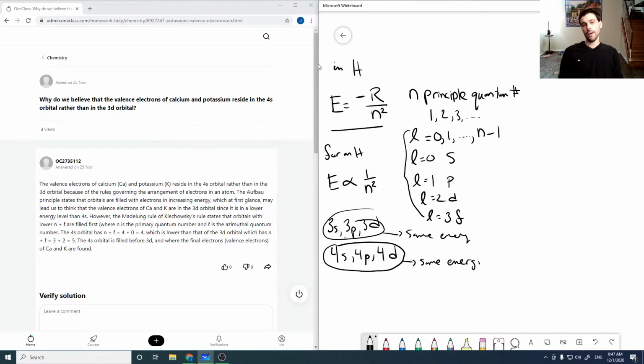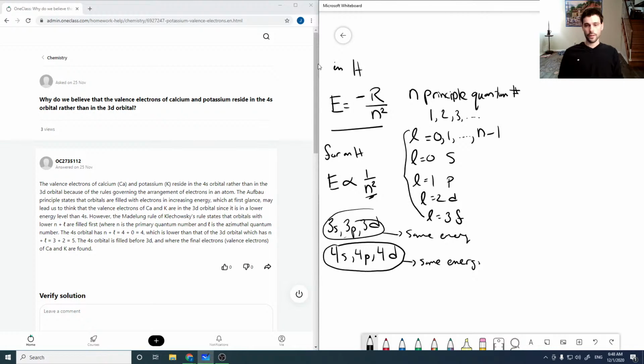Now for multi-electron atoms like calcium or potassium, L does start to matter, and so our energies do shift, but this equation still roughly holds, so our energies are going to increase with 1 over the principal quantum number in multi-electron atoms. But L is now going to have an effect as electron repulsion starts to become a factor as we start to fill up these larger and larger atoms.